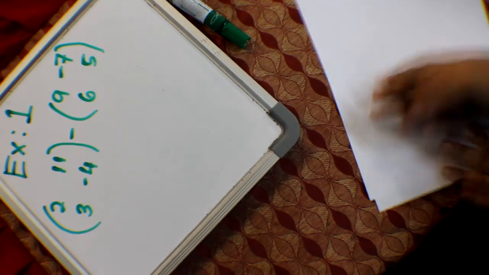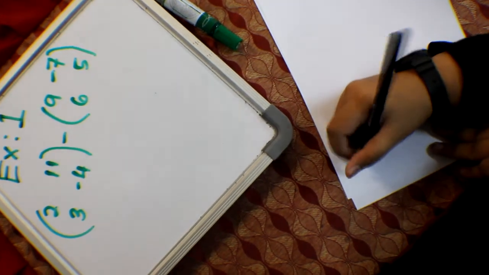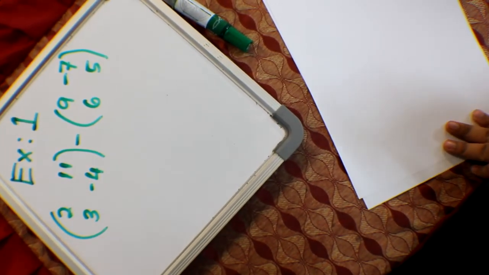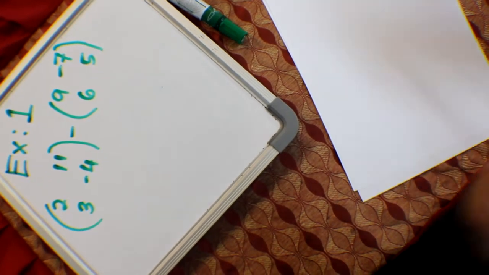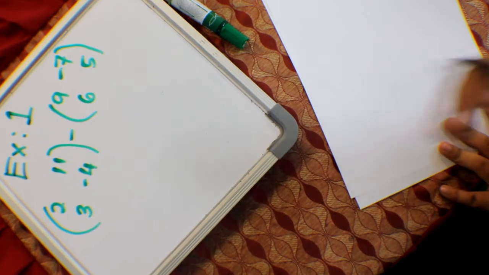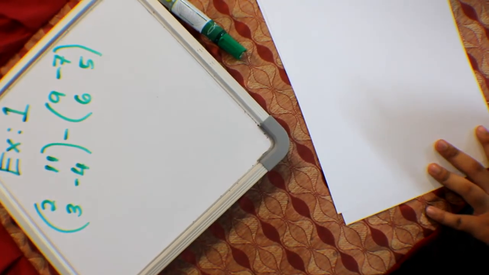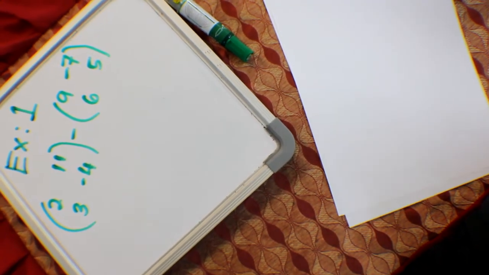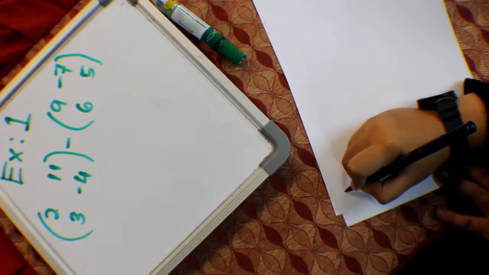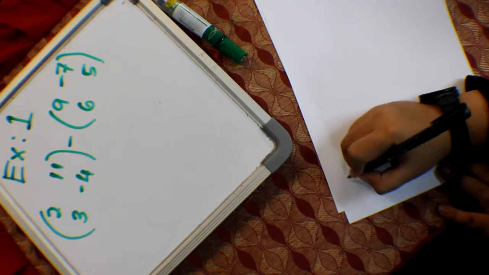Okay, right now we're going to do the subtraction of matrix. So in subtraction of matrix, the same rules apply as the addition of matrix. But you have to be careful for negative numbers. So right now all you have to do is to subtract them.